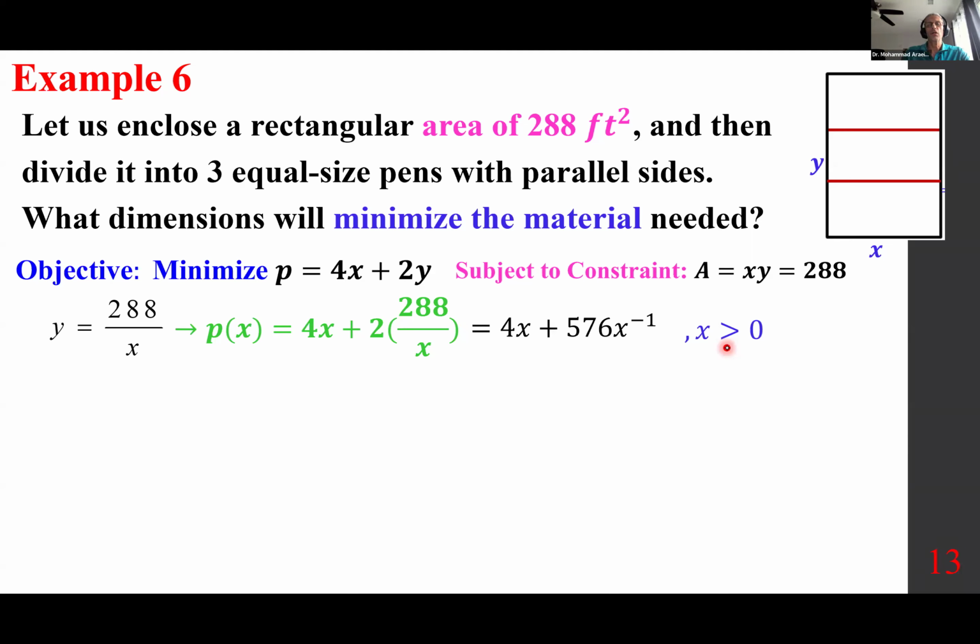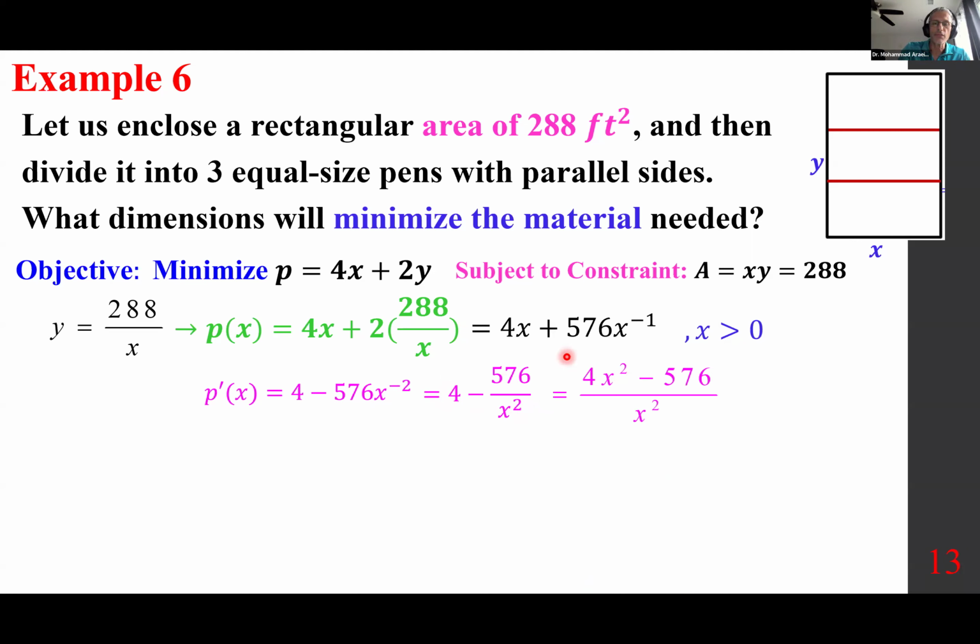So to find critical points, we find P prime, which is 4. The product of these two is negative 576 x to the power of minus 2. Because we are going to set this equal to 0, we add them up in the following manner. We write it as 576 over x squared, take a common denominator of x squared, and we get 4x squared minus 576 over x squared.